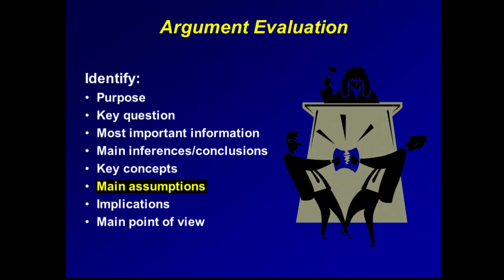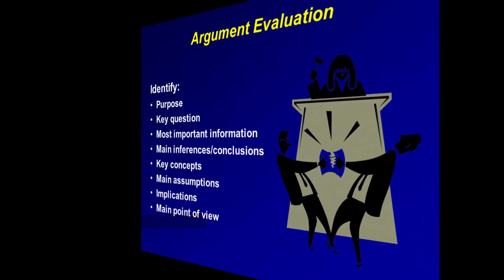Figure out what the author is taking for granted that might be questioned. What consequences are likely to follow if people take the line of reasoning seriously? What consequences are likely to follow if people ignore the reasoning? From what perspective was the argument developed?